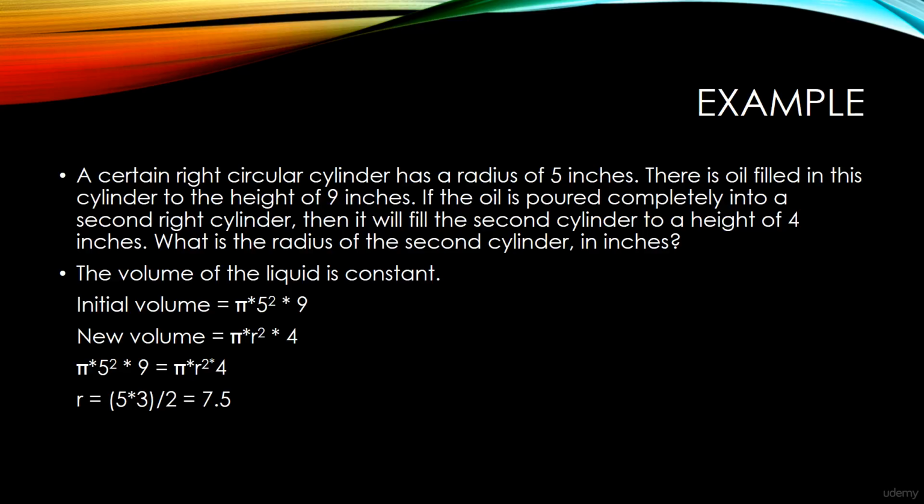The volume of the liquid is constant. Initial volume is equal to pi into 5 square into 9. New volume is equal to pi into r square into 4. So pi into 5 square into 9 is equal to pi into r square into 4. r is equal to 5 into 3 by 2, which is equal to 7.5.